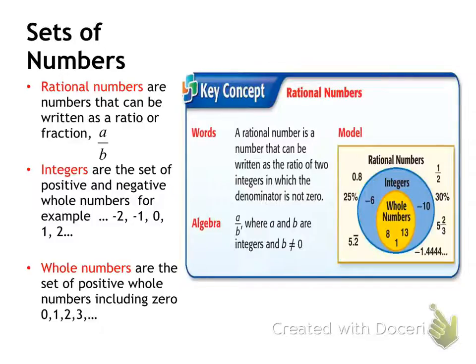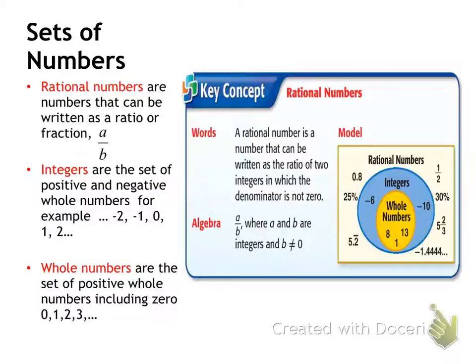Rational numbers are numbers that can be written as a ratio or fraction. So any number that can be turned into a fraction is considered a rational number. Inside of rational numbers we have something called integers. Integers are the set of positive and negative whole numbers. For example, -2, -1, 0, 1, and 2. Notice they do not have any decimals. An integer is just any number that does not have a decimal after it.